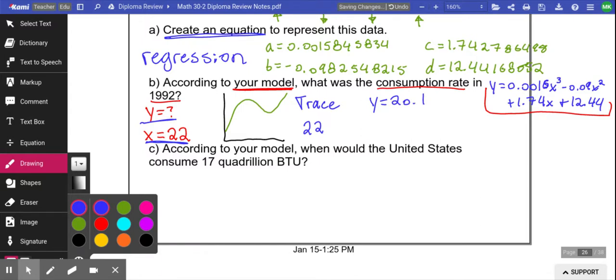Now the question was, according to the, oh, sorry. Oh, yeah, no, that's good. Cool. I just read the question backwards when I looked down and I was like, oh no, I did everything wrong. So that means the consumption rate in 1992 was 20.1 quadrillion BTUs.